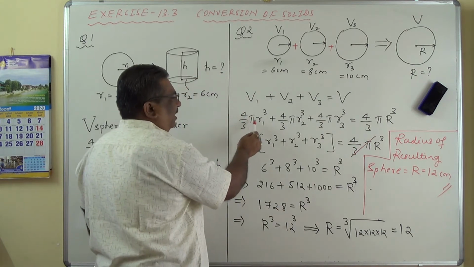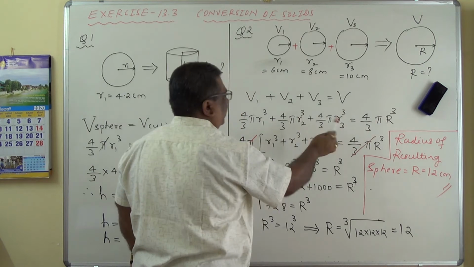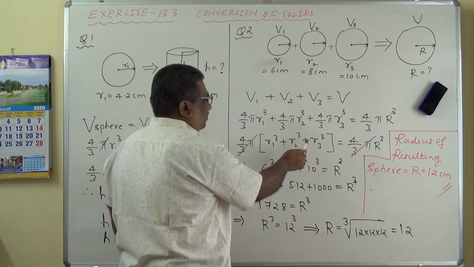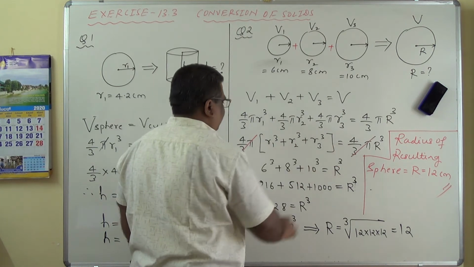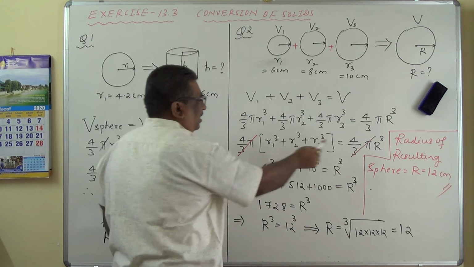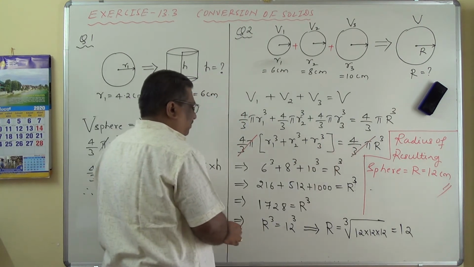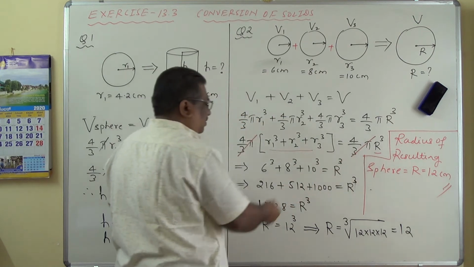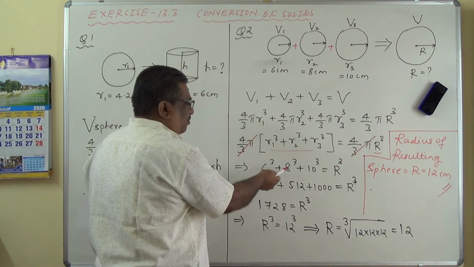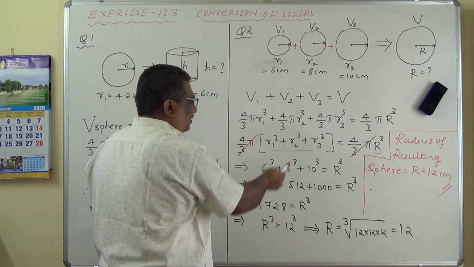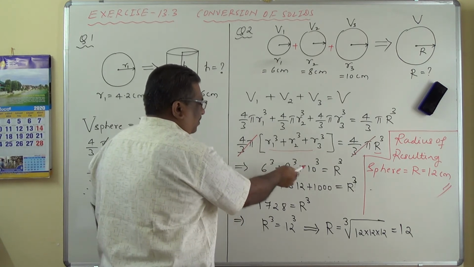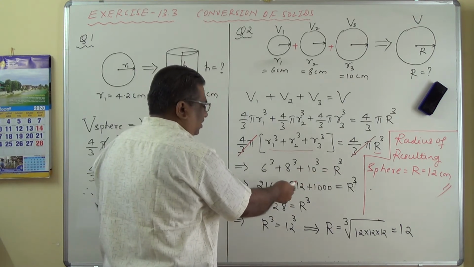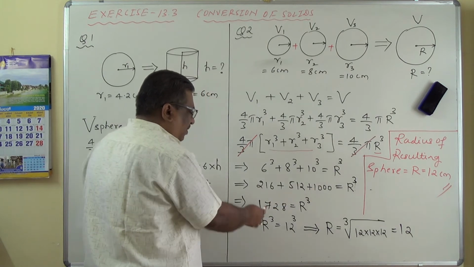4 by 3 pi is common on both the left hand and right hand side, that I have taken common here. R1 cube plus R2 cube plus R3 cube equals so and so. This 4 pi by 3 and 4 pi by 3 cancels. Remaining is R cube equals so and so. Substitute the values: 6 cube plus 8 cube plus 10 cube equals capital R cube. And solve this one. 216 plus 512 plus 1000 equals R cube.